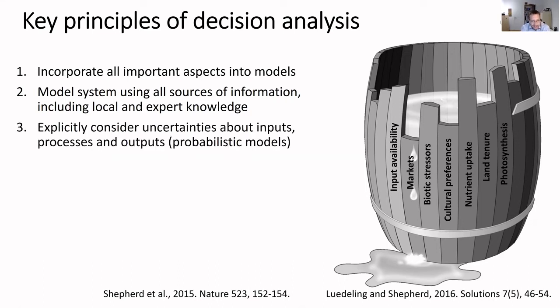It's important to explicitly consider uncertainties about inputs, about processes, about outputs of a model. So we always use probabilistic models because capturing uncertainty is, of course, important for decision makers, because decision making is a risky business and risks need to be considered adequately.